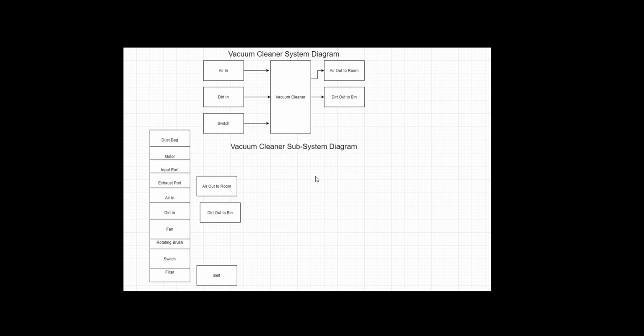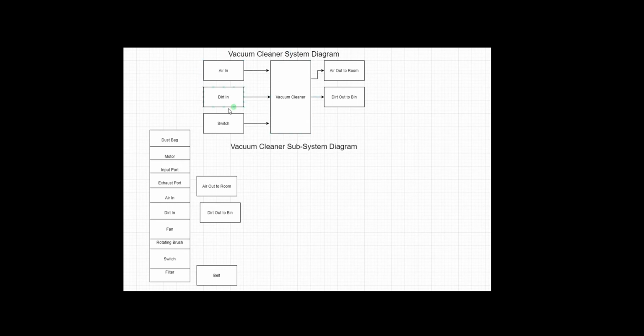I asked you in the last exercise to get a list of the different parts of a vacuum cleaner. So from reading your answers, I've got a selection of what you've written down here. Now, on the previous exercise, we were looking just at system diagrams. A system diagram doesn't care what's inside, right? So we've got the system is the vacuum cleaner.